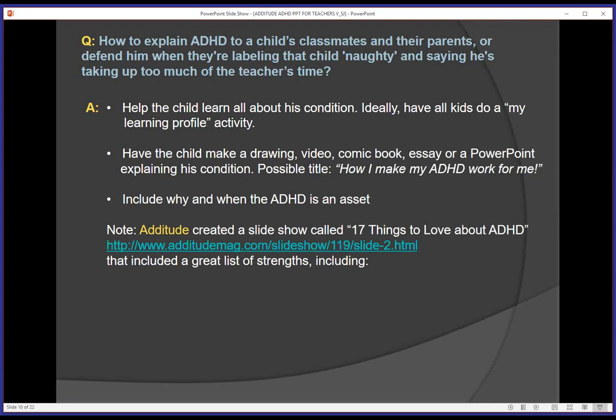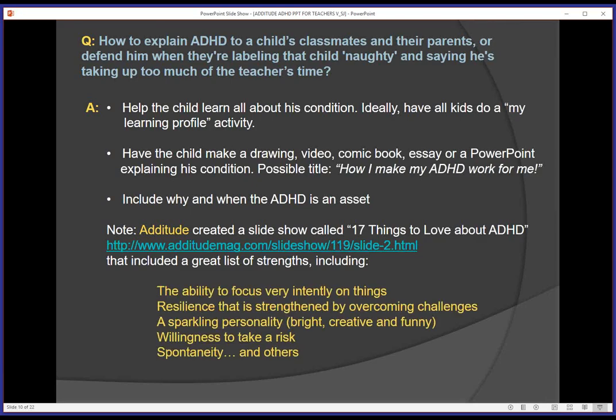Attitude created a slideshow that's available on the AttitudeMagazine.com website called 17 Things I Love About ADHD. It's a great compilation of positive attributes and a lot of strengths, including a couple like this one. I have the ability to focus very intently on things. I have resilience that gets stronger by overcoming challenges. I'm a nice, funny person. I have a sparkling personality. I'm bright and creative and funny. I'm willing to take a risk. I have spontaneity, and a lot of others.